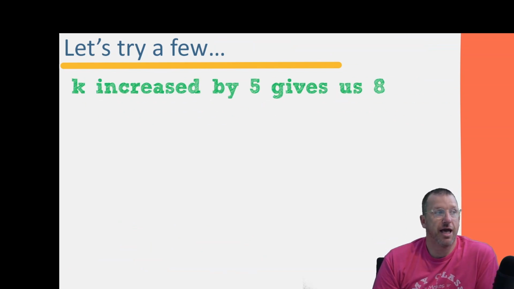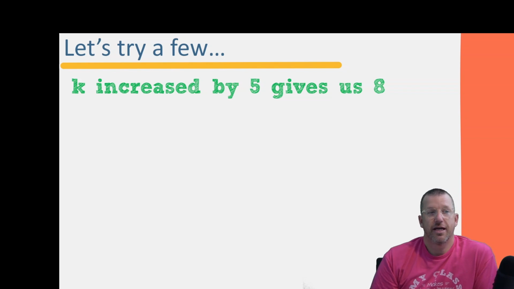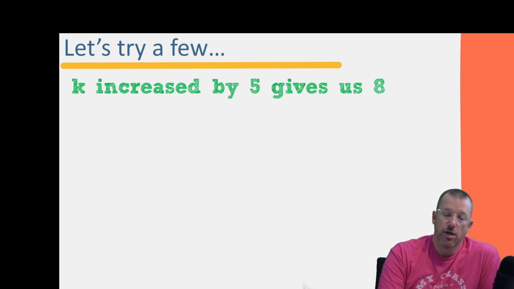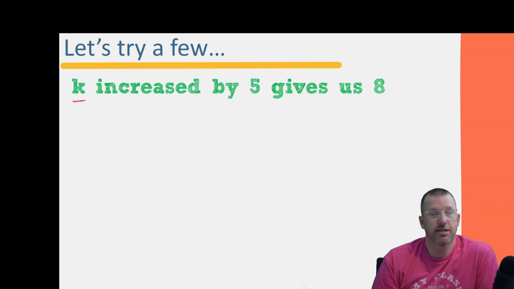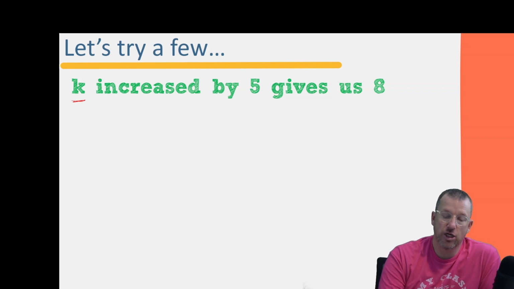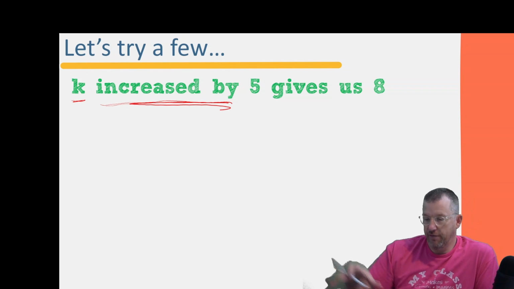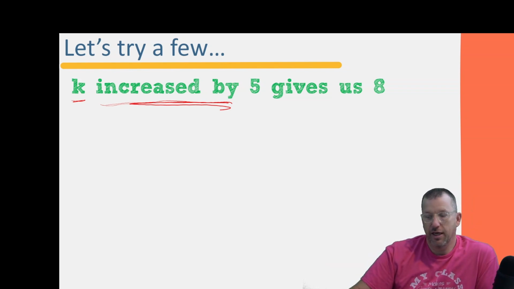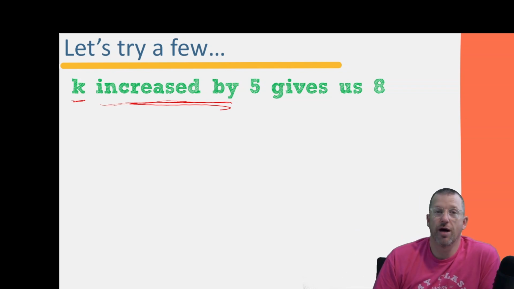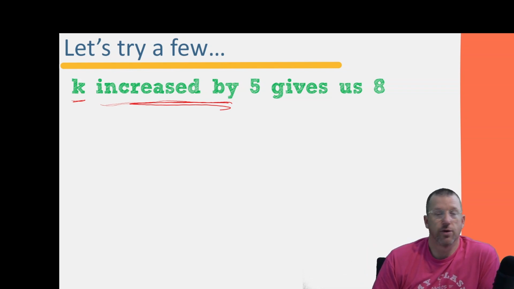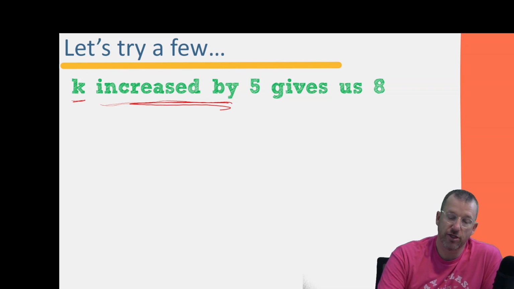Our first one says, k increased by 5 gives us 8. Let's look for some clue words first. We know k, that's a clue. That's our variable. And it says k is increased by. Let's think about what we understand about increased by. If you had a pile of Cheerios here and someone increased it by putting Cheerios on it, it's going to go up. In other words, you're adding those Cheerios to your pile. So increased by is the same thing as addition.